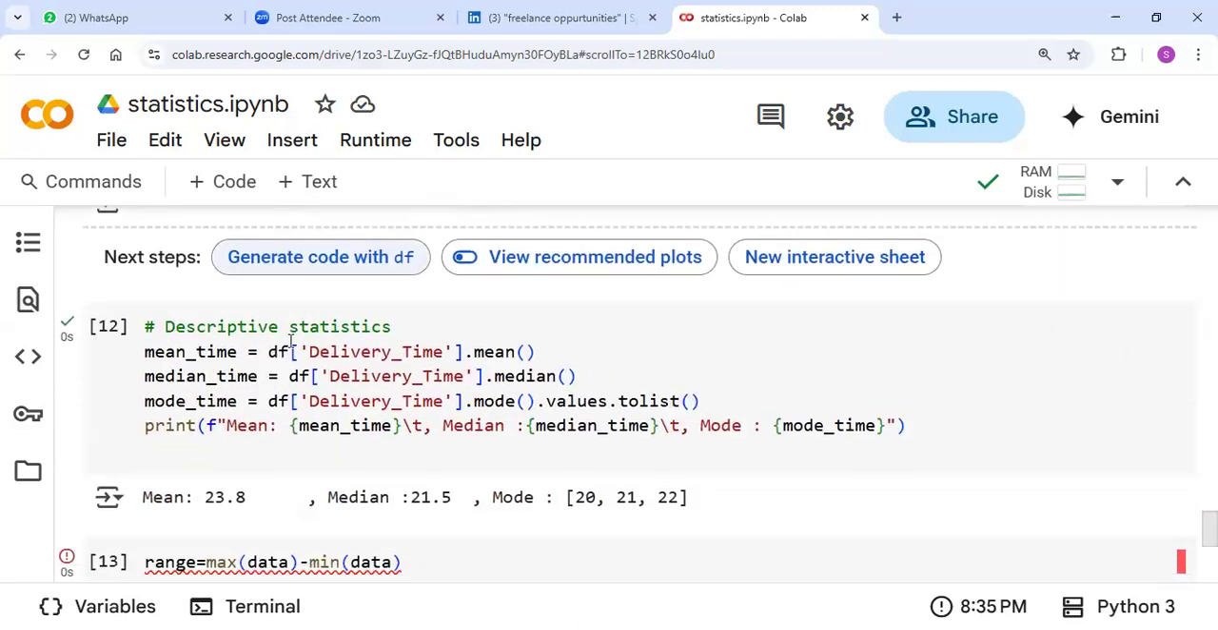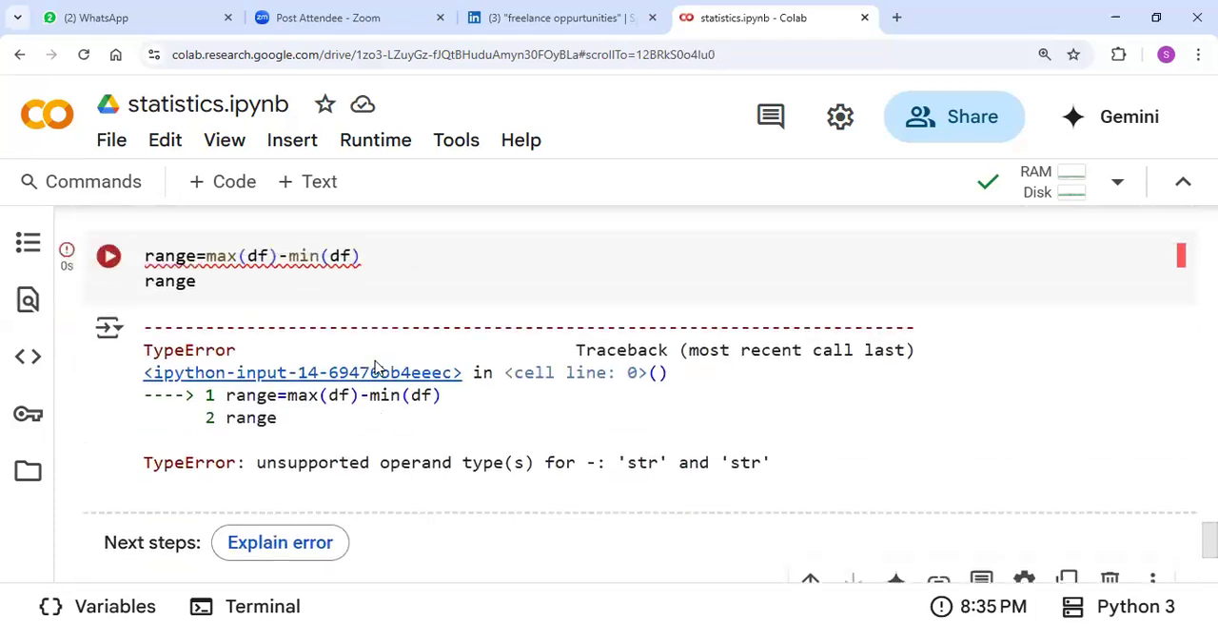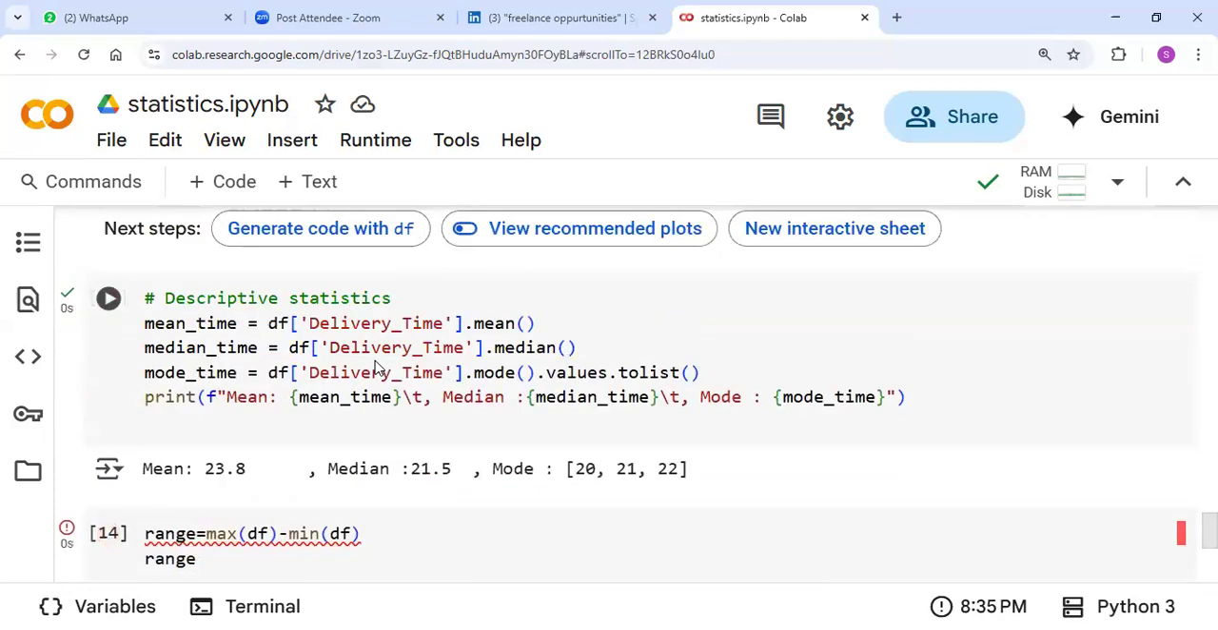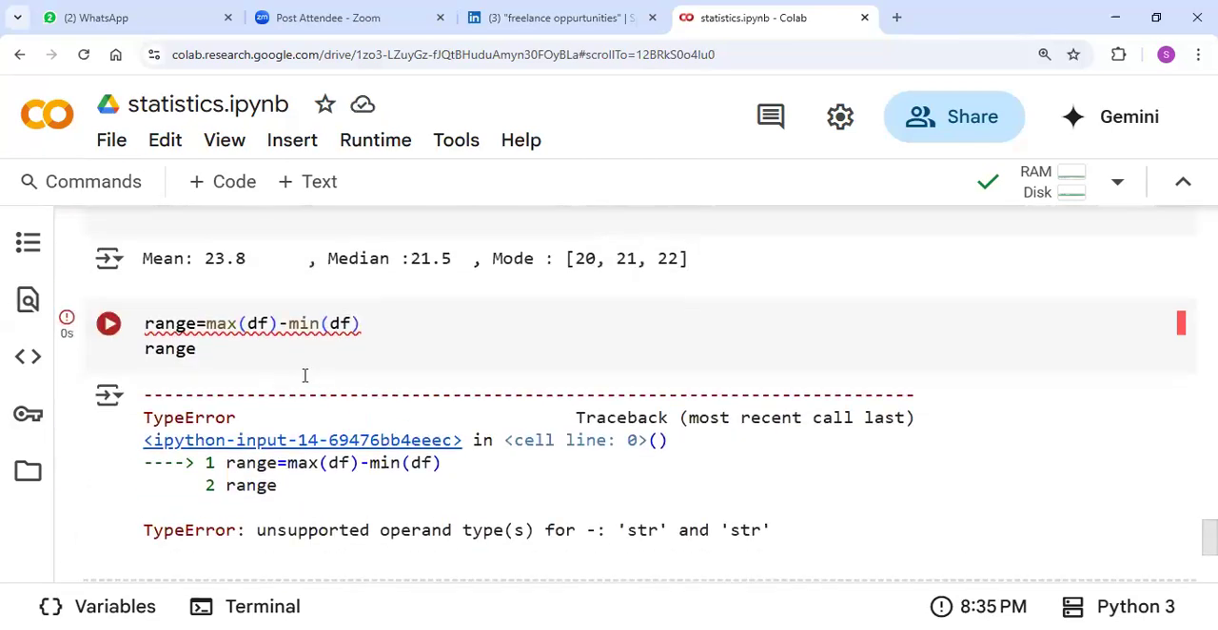Okay, I should give only the delivery time.